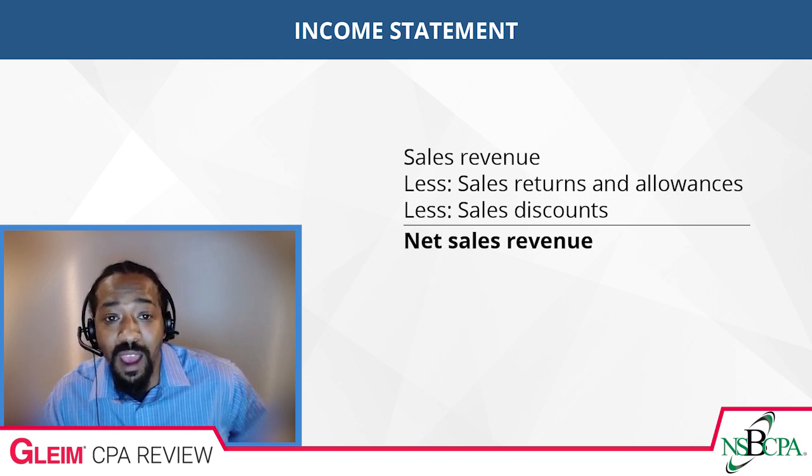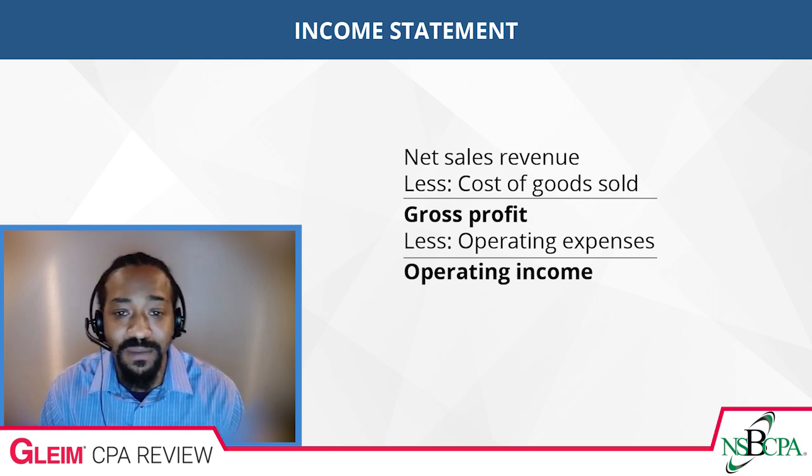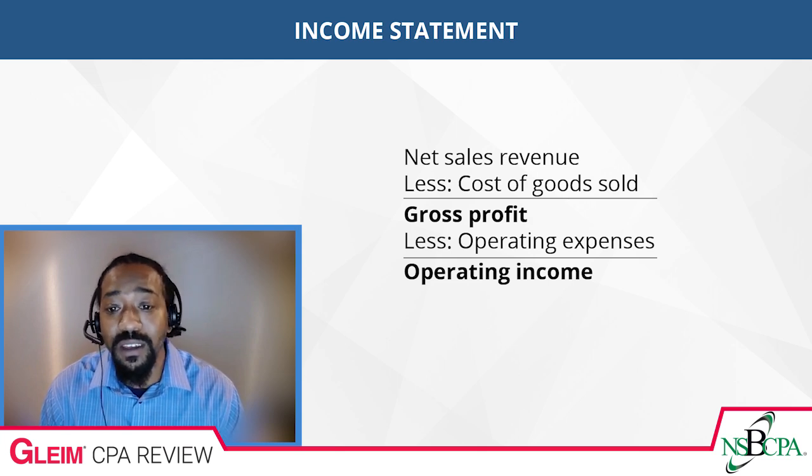Since we track these items in separate accounts, we need to subtract them from the sales revenue to arrive at the net sales revenue. Now that we have the net sales revenue, the next line is the subtraction of the cost of goods sold. I always love explaining cost of goods sold to my students, as the title explains exactly what is recorded in the account. The cost of goods sold.